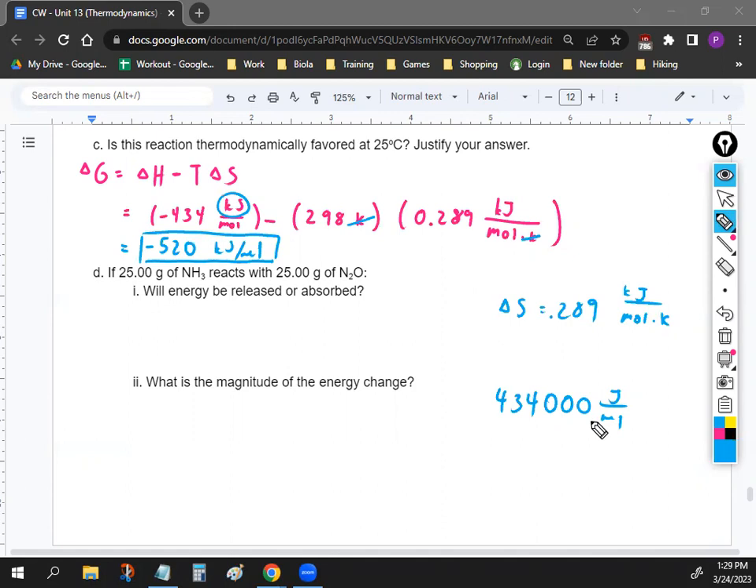Why did you cross out? Because you're adding and subtracting them, the units of measurement stay. Oh, because this one multiplies. Yes, that's correct.